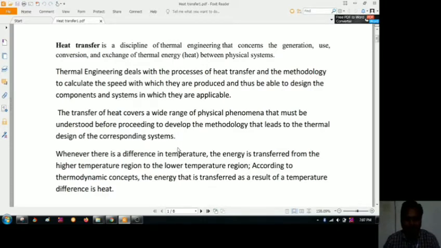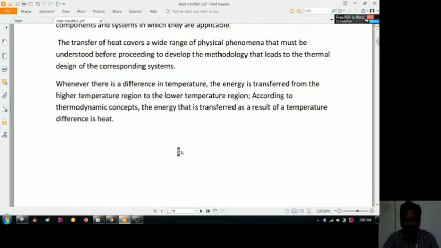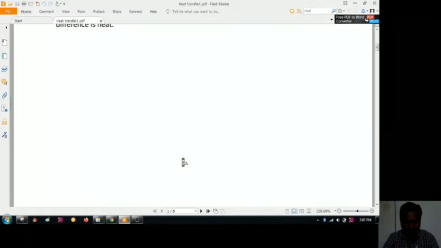When it comes to aerospace, yes, we have a number of examples associated with heat transfer, which we'll see later. One important thing is that energy will transfer from the higher level to the lower level. That is the main thing. The energy that is transferred as a result of temperature difference is nothing but heat. Next, we'll see the next slide.